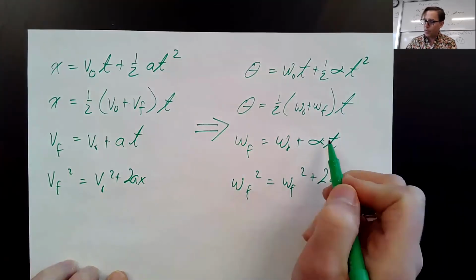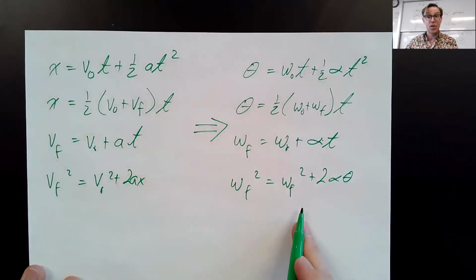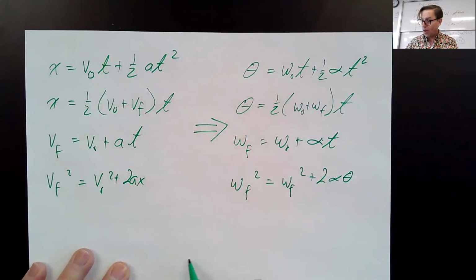There they are. So these are the four kinematic equations for linear motion. These are the four kinematic equations for rotational motion. Also helpful.